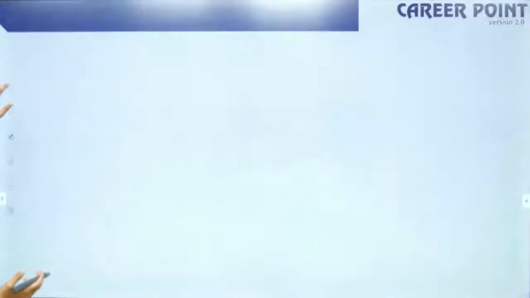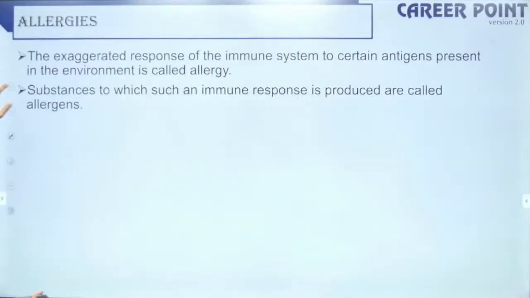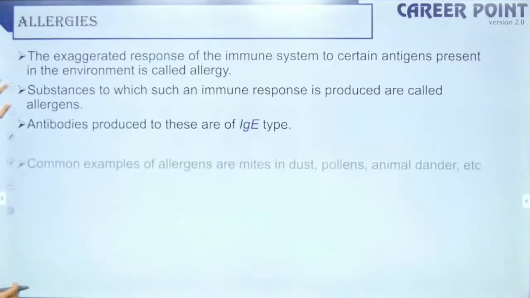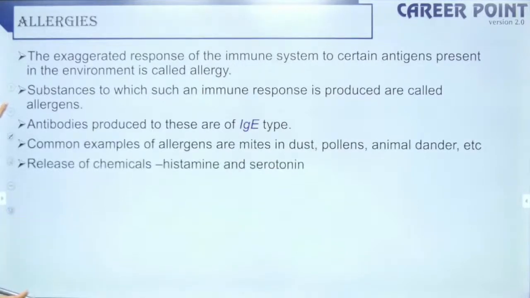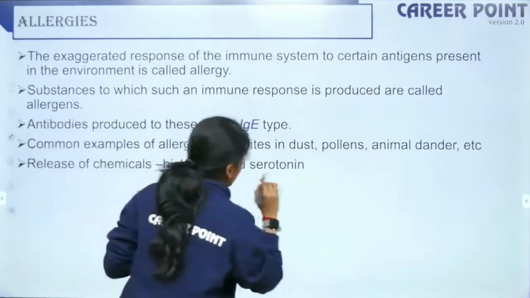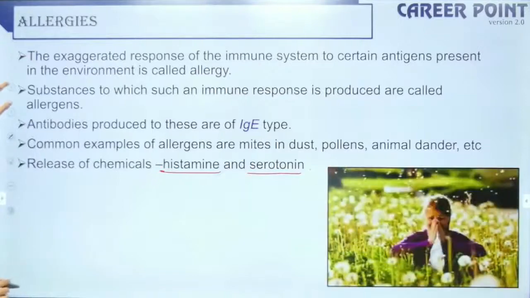Okay. So next you have allergy. The exaggerated immune response is allergy. The ones which cause allergy are called allergens. In allergy you have IgE produced. What the possible allergens are is given here. At the time of allergy you have the release of histamine and serotonin. Okay? So we move further.